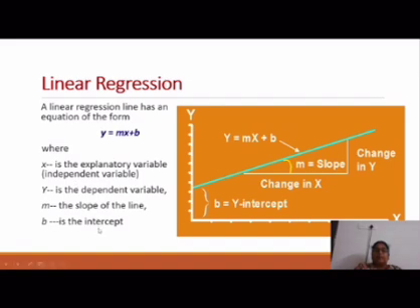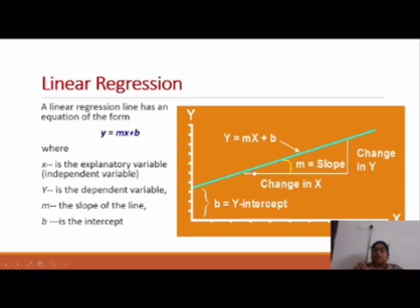B is the intercept. So in mathematics, the slope equation y equal to mx plus b, we have already learnt. The same thing we are using for the linear regression. It's a straight line which has an equation y is equal to mx plus b. X is the independent variable, y is the dependent variable, m is slope, b is intercept.